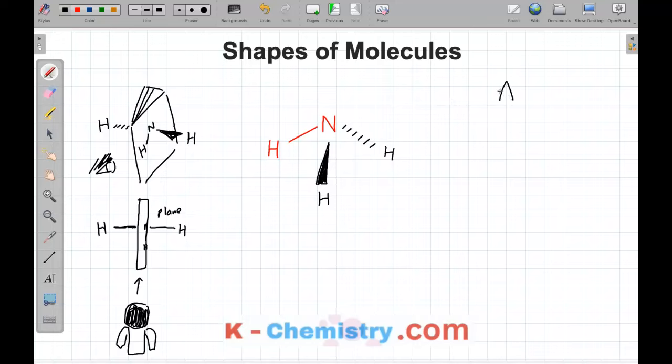I said that once you have a central atom with 3 different atoms around it, and you have one lone pair of electrons, you are going to call this a pyramidal shape. And we have agreed already about the angle that is going to be 107 degrees.